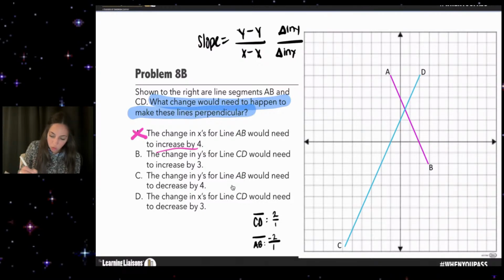The change in y for CD would need to increase by 3. 2 plus 3 is 5. 5 over 1. Is that going to be it? No. The change in y for line AB would need to decrease by 4. Negative 2 minus 4 would be negative 6 over 1. Does that give me perpendicular lines? No.